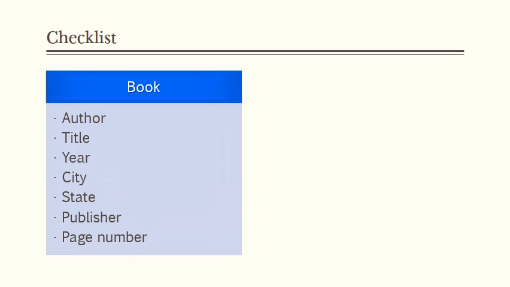For a book, you'll need to note the author's name, the title of the book, the year the book was published, the city and state where the book was published, the publisher's name, and the page numbers of any material you use from the book.